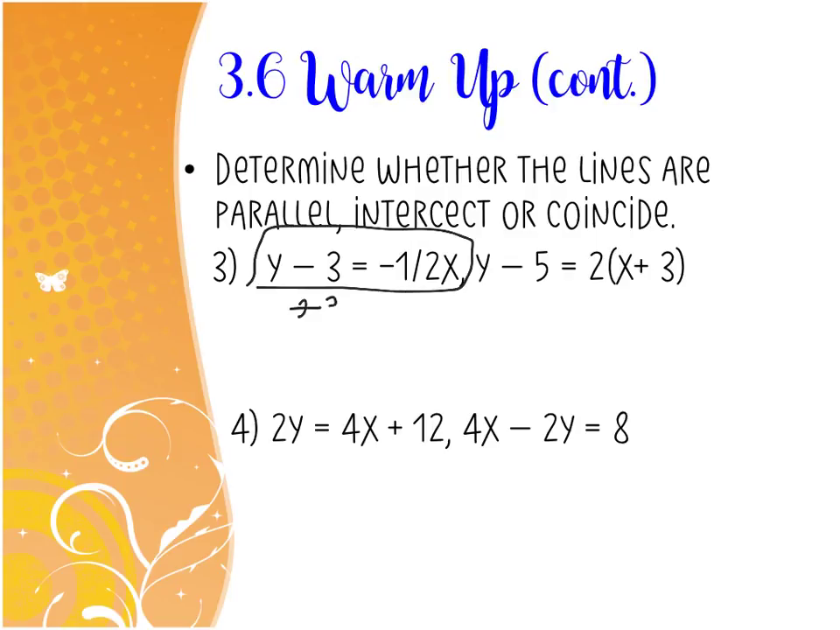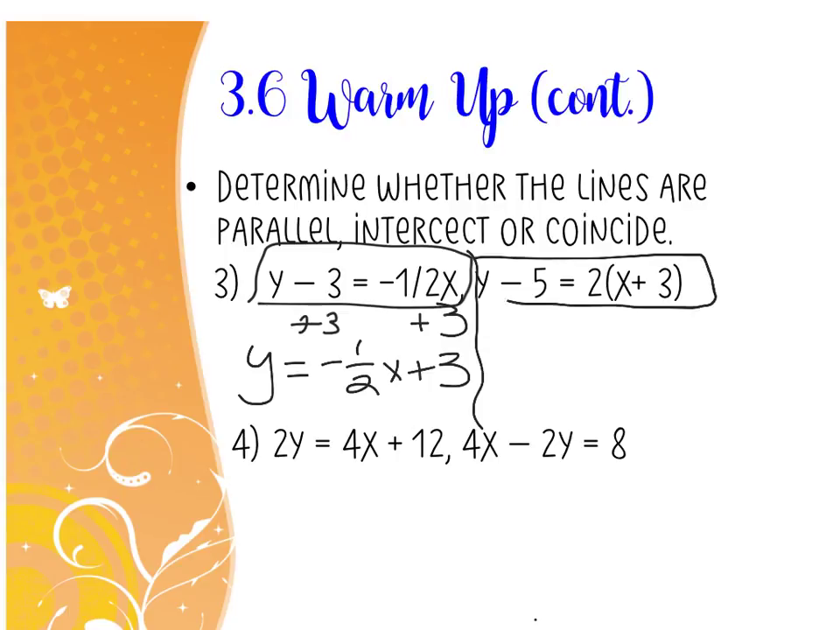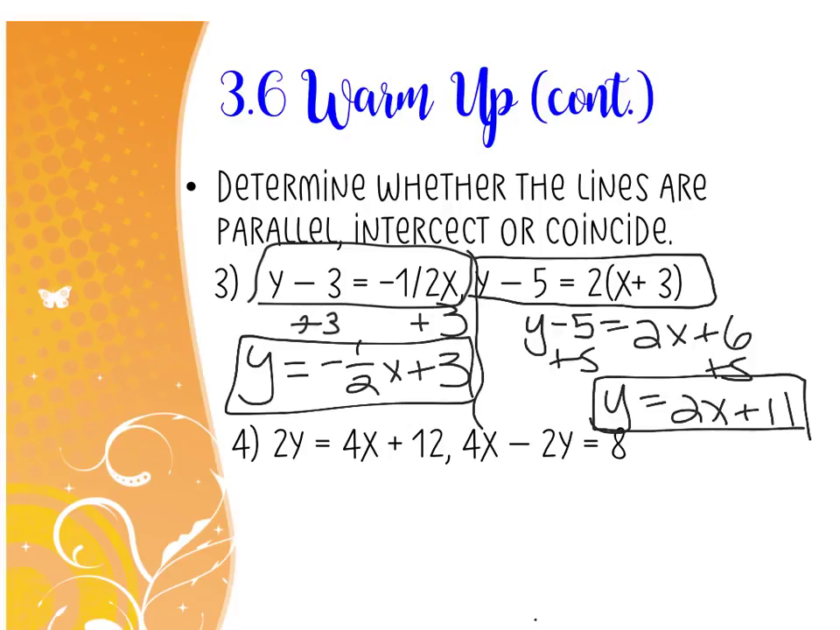So I would add the 3 to the other side, and I get y equals negative 1/2 x plus 3. That's the first one. And then take this one. Either pull the point and the slope out of there or do the same thing we just did, which is solve for y. Y minus 5 would equal 2x plus 6, and then add the 5, and I get y equals 2x plus 11. So now I'm comparing these two equations.